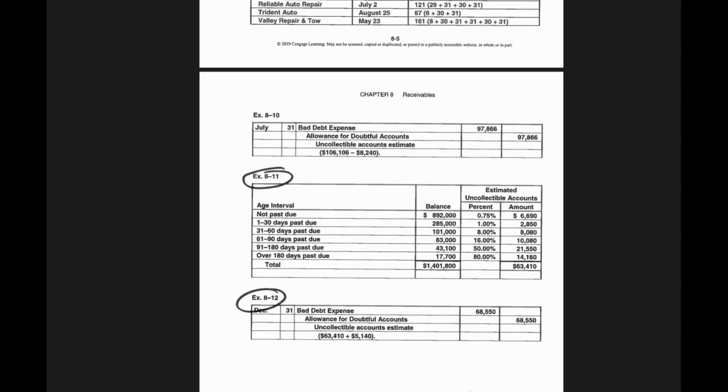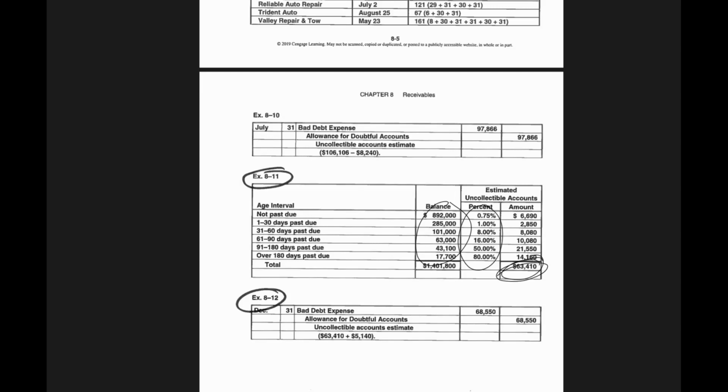Okay, so Outlaw Bike is a wholesaler, an aging of accounts receivable. So if we're looking at aging of accounts receivable, that's a balance sheet approach. A historical analysis of percentage of uncollectible accounts in each category is as follows. So all we do is we take the balances in each category times the percentages given, and we get to this 63,410. In this case, we don't know what the beginning balance was, so all we would do is book bad debts expense 63,410, credit the allowance account for 63,410.